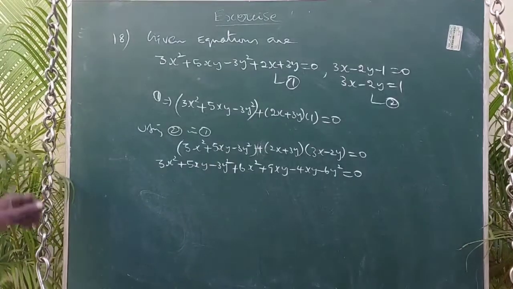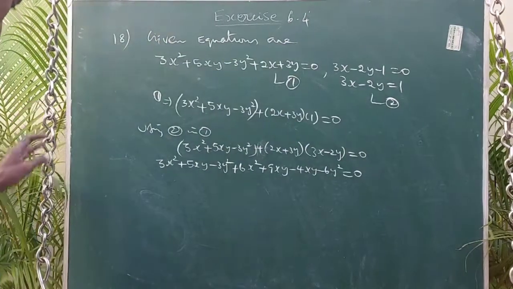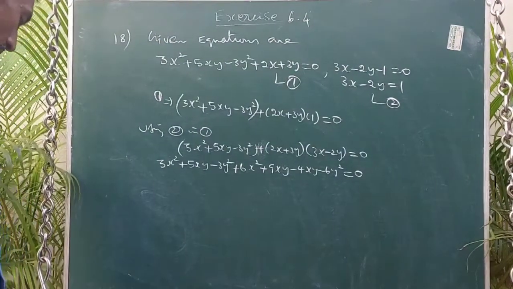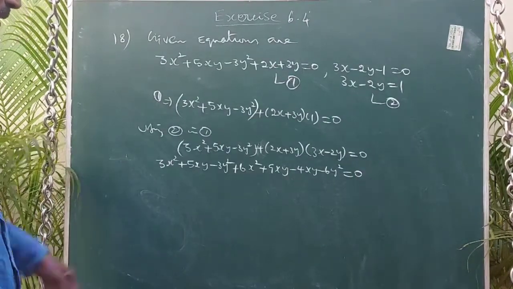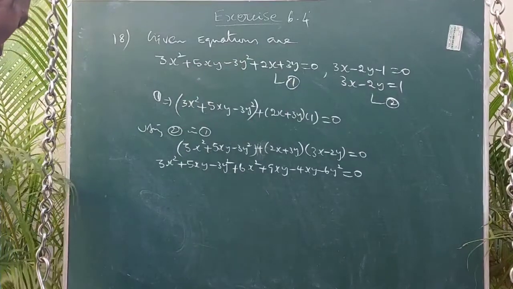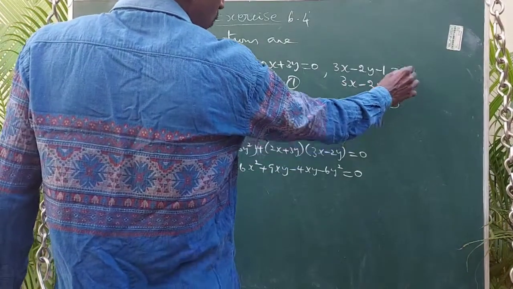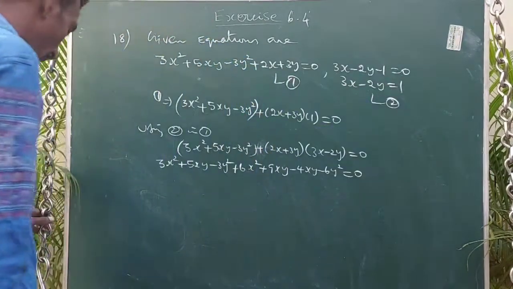Question number 18 in the exercise 6.4. The question is, prove that the straight line joining the origin to the points of intersection of 3x² + 5xy − 3y² + 2x + 3y = 0 and 3x − 2y − 1 = 0 are at right angles. The second equation can be written as 3x − 2y = 1.